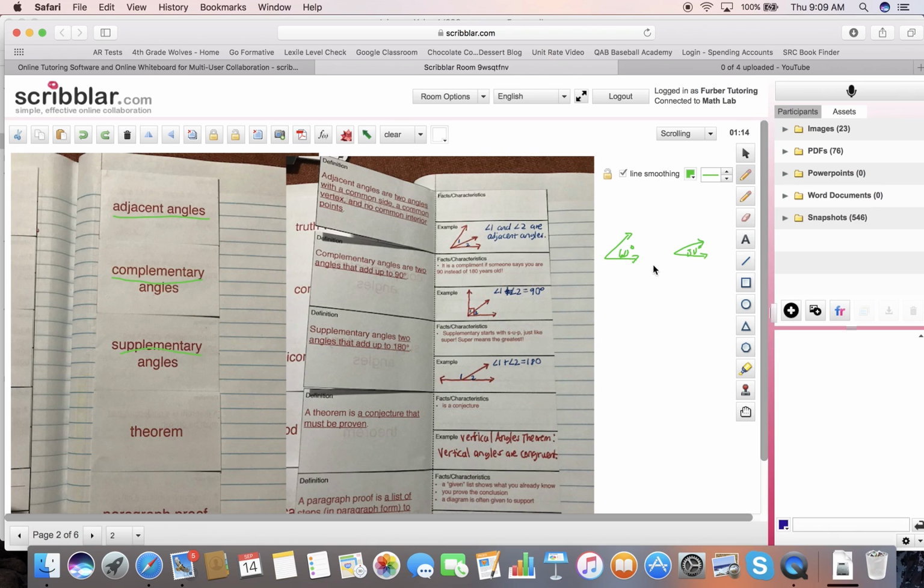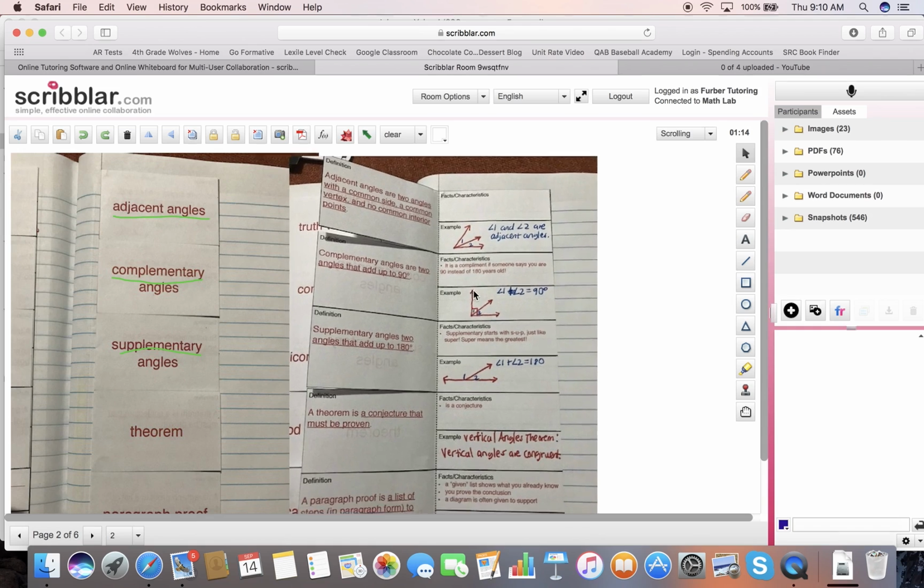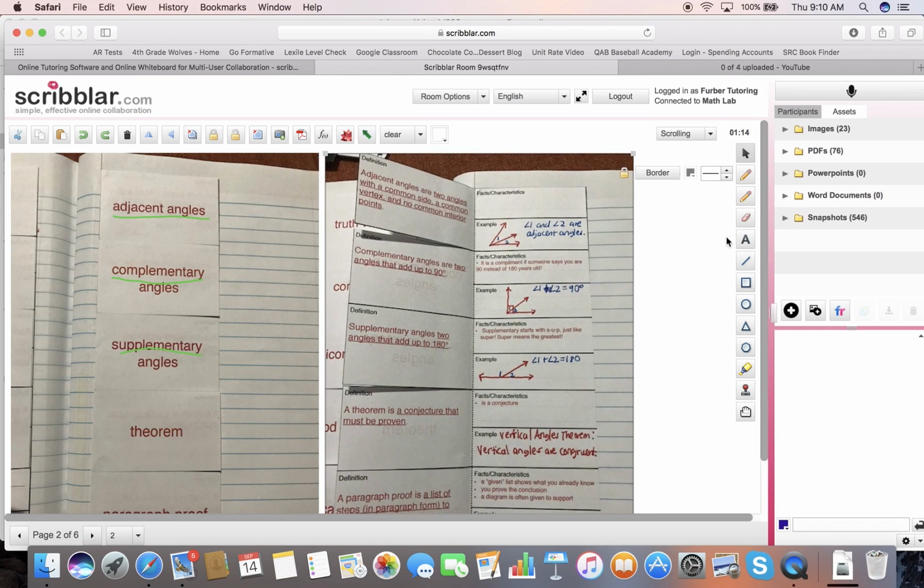Those are still complementary angles. They still add up to 90 degrees. They don't have to be adjacent, but oftentimes they are adjacent. They just simply are two angles that add up to 90 degrees. So what you're going to see, and you can see this right here, you can see an angle. Oops, let me lock that.